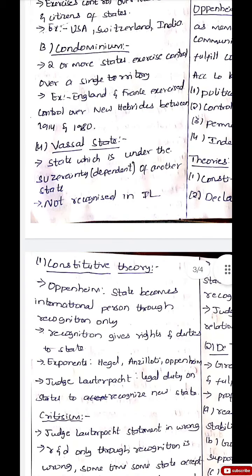The next is vassal state. A vassal state is a state which is under the suzerainty of another state. So it is under the dependency of another state. The example is that during British rule, India was under the suzerainty of Britain. So it was a vassal state. This state is not recognized as an international person in international law.